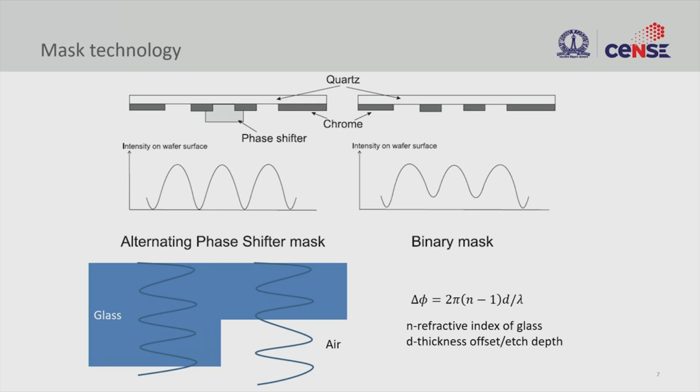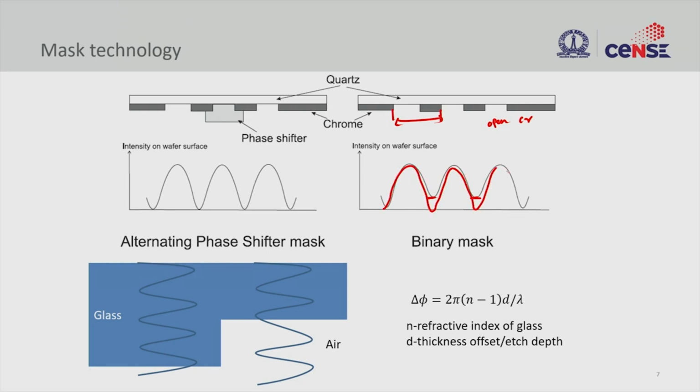For instance, this is the binary pattern. So you have chrome and then you have open area here. If the dimensions are very close, if the pitch is very small, what will happen is the light from the adjacent open regions are going to overlap, and then they will create this. So ideally you want something like this.